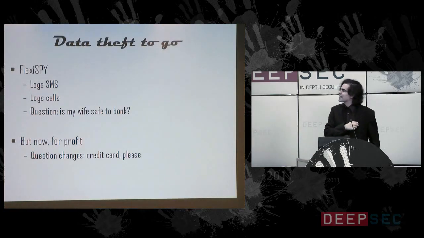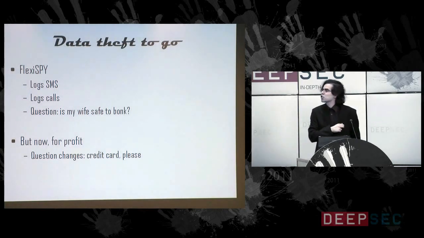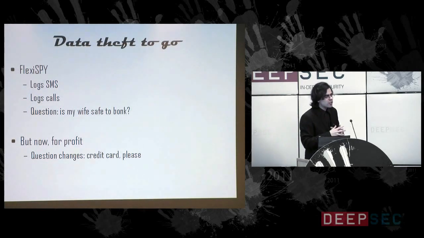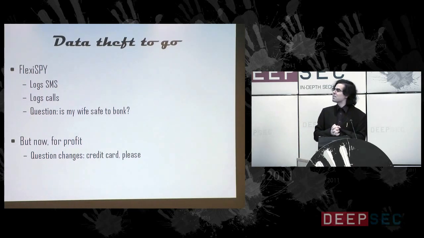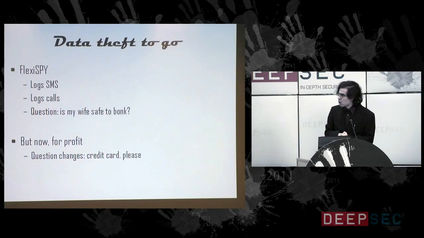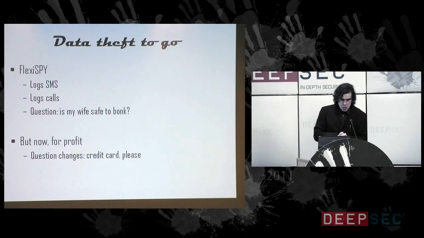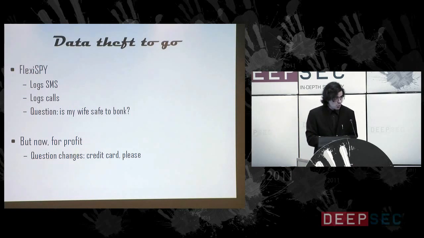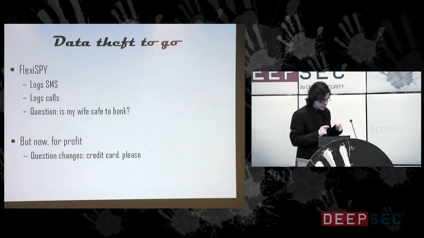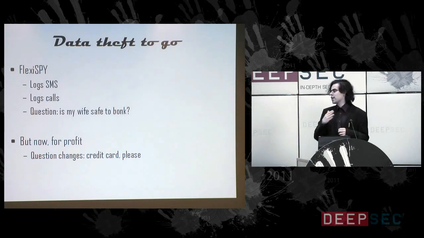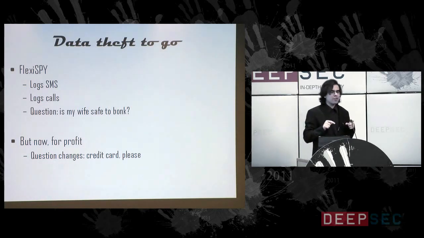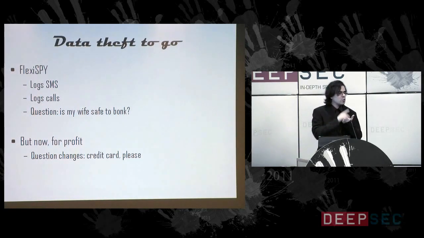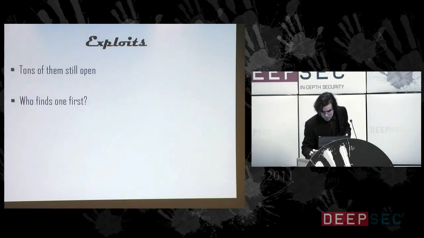The first idea which I suggest is mobile ransomware. Already today, there are products like FlexiSpy. I install FlexiSpy on my wife's phone, and then I can read her SMS and see her phone calls. And I suggest, in the future, data theft, which attacks the credit card numbers and similar sensitive data on the phone, to then do identity theft and other funny things.